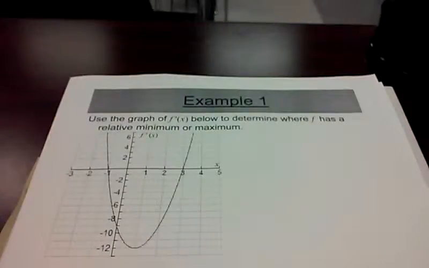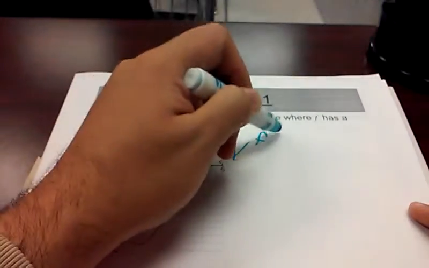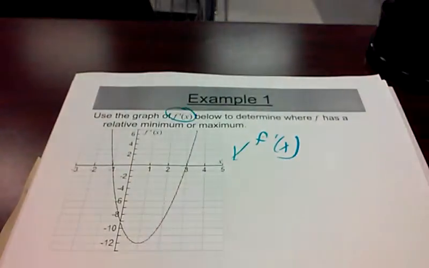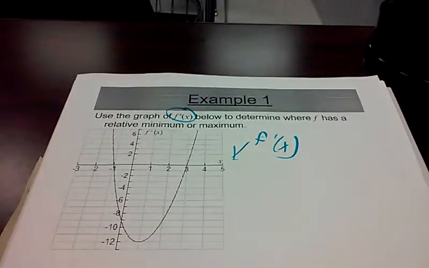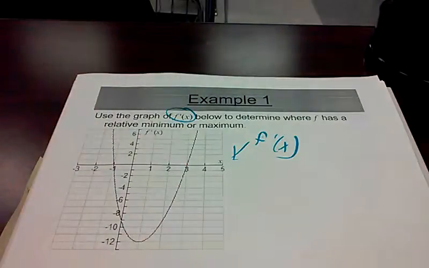All right, guys, for this problem, it says use the graph of the derivative of f(x). So notice, guys, that this graph is not the graph of the function, it's the graph of the derivative. Very crucial that you see that. We're going to use this graph of the derivative to determine where f has a relative min or max.